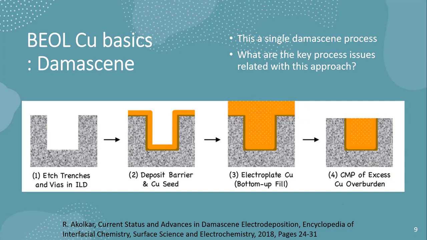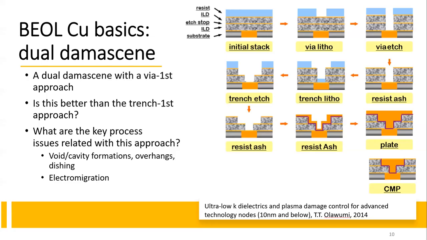I call this a single damascene because it's very straightforward to create a via like that without any strange shape. But sometimes we need a shape, we need a via, and then we need a different dimension of the copper that may go in the X or Y direction. This is the Z direction. We may need this to go elsewhere. So we need a process called dual damascene. This is called via first. With via first, at the end of the day, we need to create a shape like this.